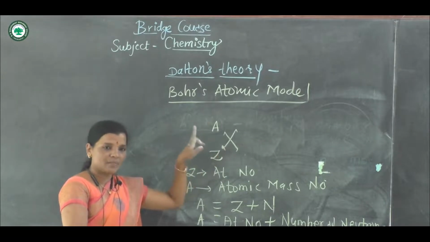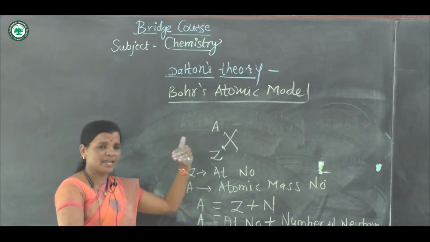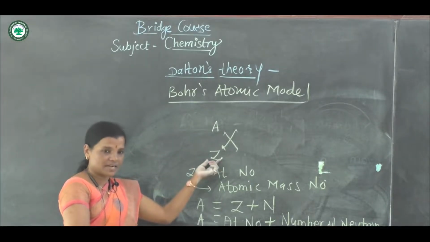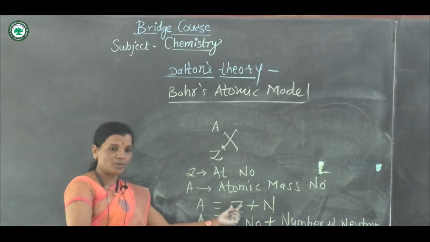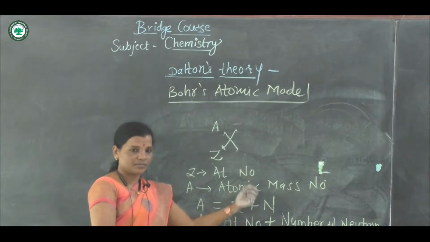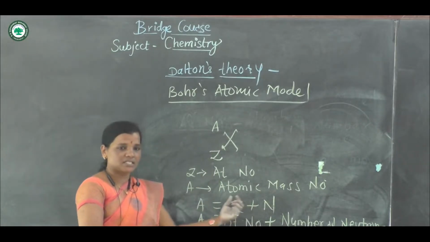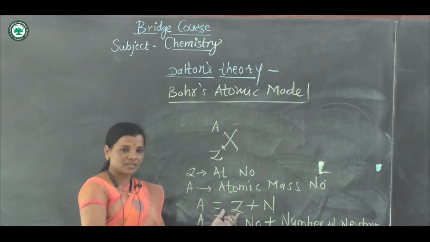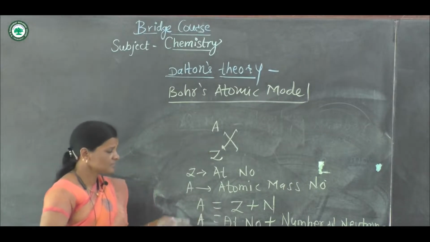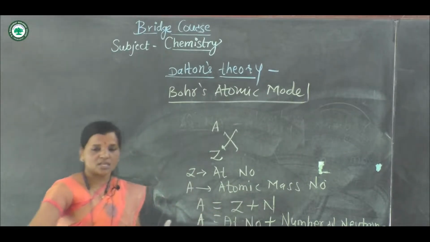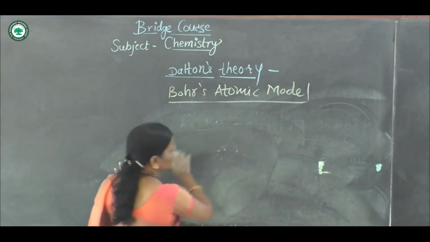Any element can be represented by this symbolic form, where X may be hydrogen, helium, lithium, any atom we can consider. Z indicates atomic number, and A indicates atomic mass number. Atomic mass number is equal to the number of protons plus the number of neutrons, because A is equal to Z plus N. Z is nothing but atomic number, which is calculated by finding the number of electrons around the nucleus or the number of protons present inside the nucleus. So in this way we have seen the representation of these elements.